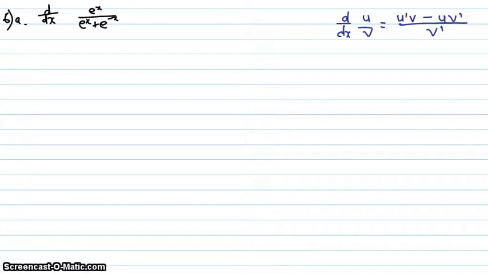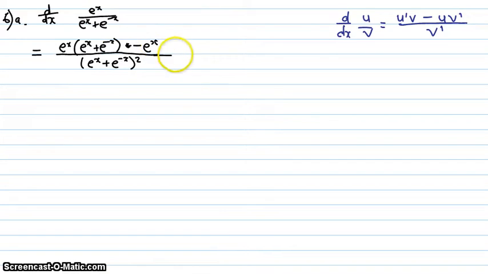So, what do we get? Well, the whole thing is going to be over e to the x plus e to the minus x squared. Now differentiate the top line, you get e to the x. Hold v constant, you get e to the x plus e to the minus x. Minus, hold the top line constant, e to the x. Differentiate the bottom line, you get e to the x minus e to the minus x. So this is the derivative.